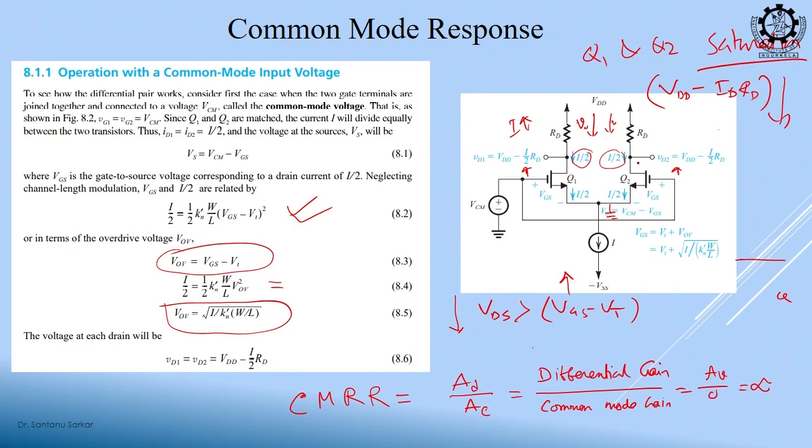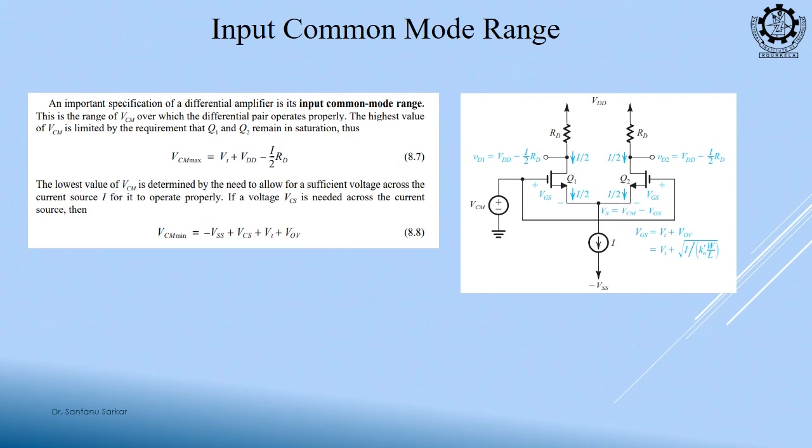And another thing we know: what is my output? VO1 and VO2 are equal to the drain voltage, right. So this is equal to VD1 is equal to VD2 is equal to VDD minus current into resistance. Current is I by 2, resistance is RD. So another equation is VD1 is equal to VD2 is equal to VDD minus I by 2 RD. So we have these two equations. Now, from this we can calculate the maximum limit, VCM max, and the minimum limit, VCM min.